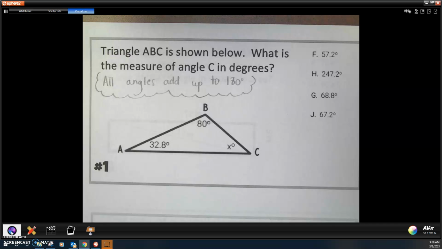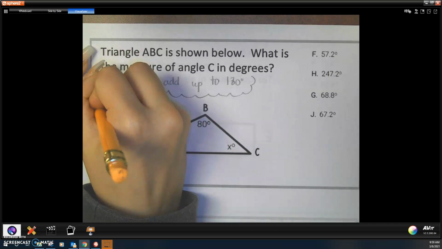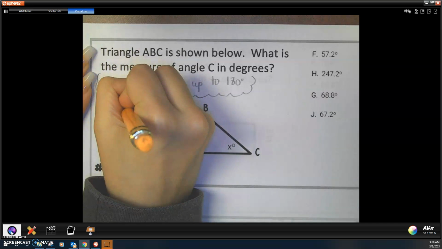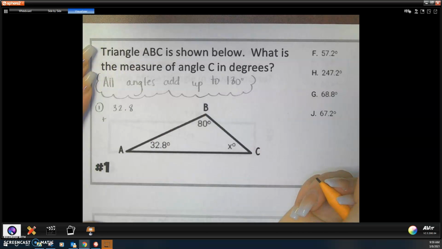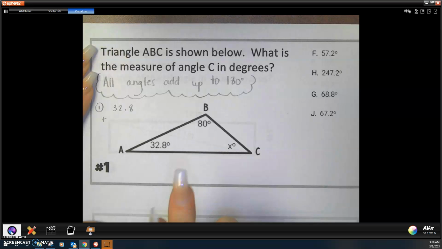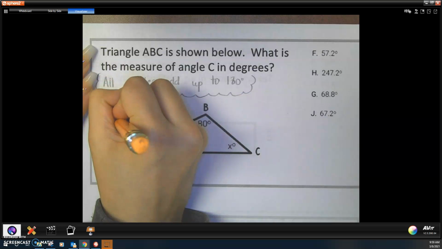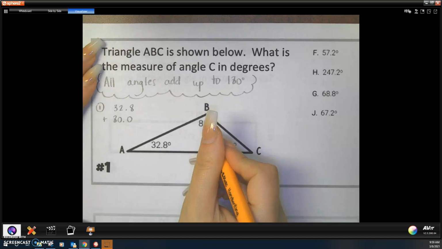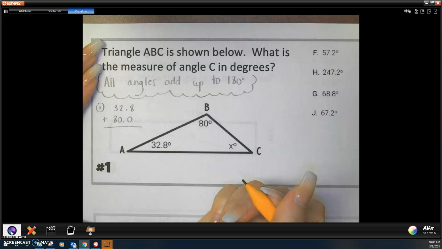So the first thing I need to do is add whatever angles they give me. So step 1, we're going to add 32.8 plus 80. And then remember, when we add decimals, we need to line up our decimals. So I need to put a decimal on number 80. So my decimal will be all the way to the end. So I would have 80.0. Think of it as money. If this were to be $80, my decimal will be all the way at the end.